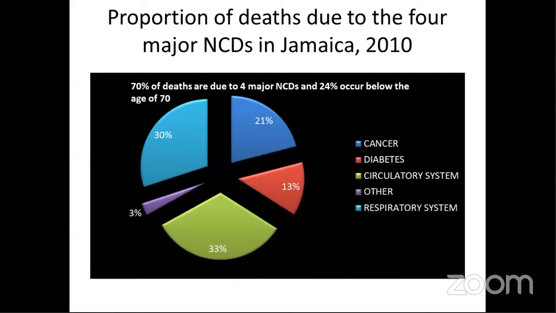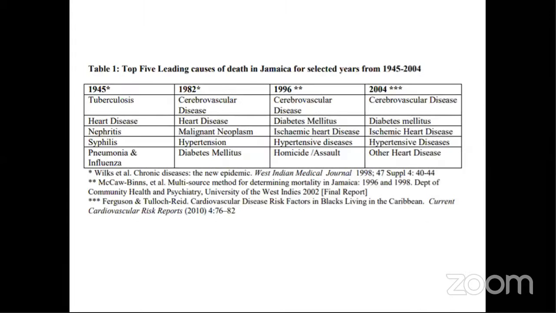Now, the global burden data gave me this slide, and it speaks to the 4 major NCDs in Jamaica. And it indicates that actually 70% of these NCDs occur in Jamaica and they're responsible for death. So 21% is attributed from cancer death, 13% diabetes, and 33% for other circulatory system diseases that could include cardiovascular diseases such as heart and hypertension diseases.